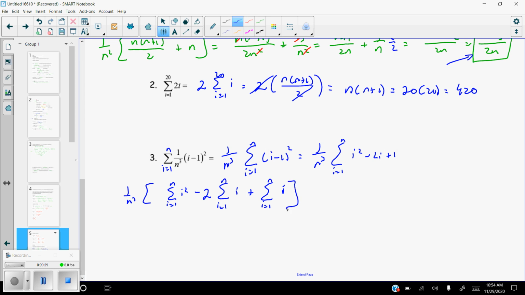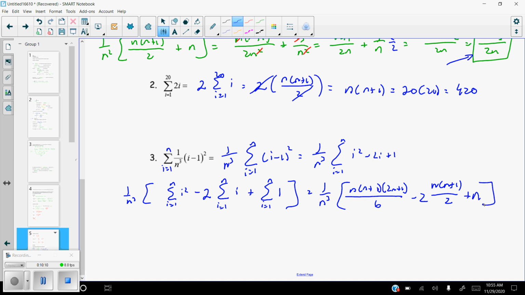All right, so now we have everything that we need to go ahead and use our formulas that we got before. So I have 1 over n cubed. The sum of i squared was n times n plus 1 times 2n plus 1 over 6. That was i squared. Minus 2 times the sum of i, that's n times n plus 1 over 2. And that looks like an i, it's probably because what I wrote should be a 1. And then the sum of 1 we know is just n.